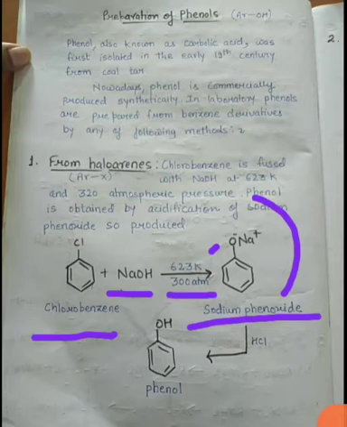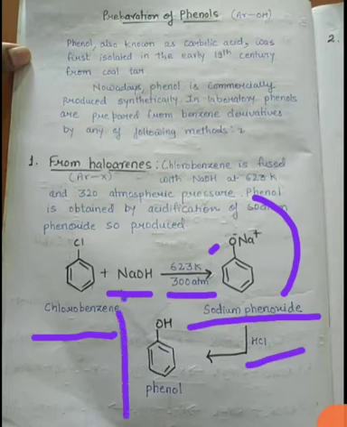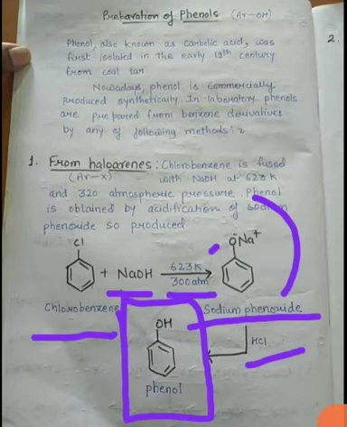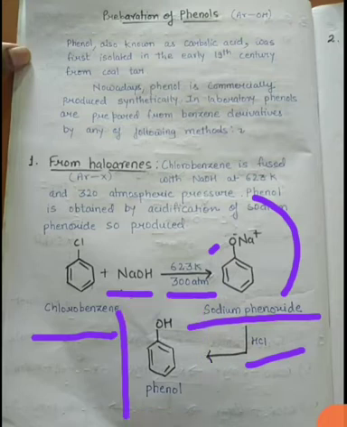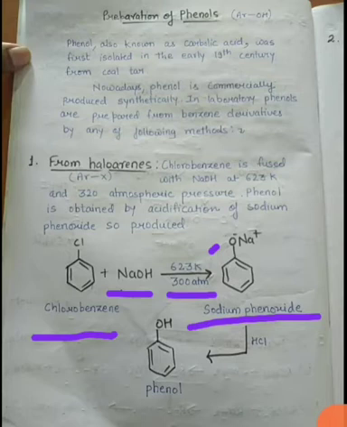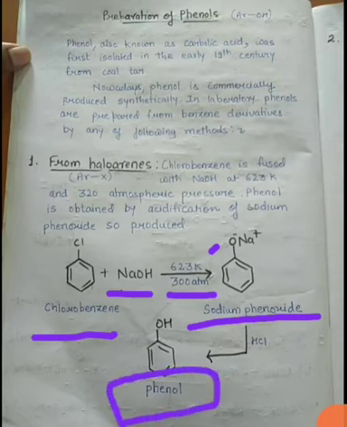Now what happens, it is then acidified, okay. For this, hydrochloric acid is used and it is converted to our product, that is phenol, okay. So here what you have to remember is that we react chlorobenzene with NaOH at 623 Kelvin and at 300 atmospheric pressure, then sodium phenoxide forms, then we acidify the sodium phenoxide and we obtain our product, that is phenol, okay.